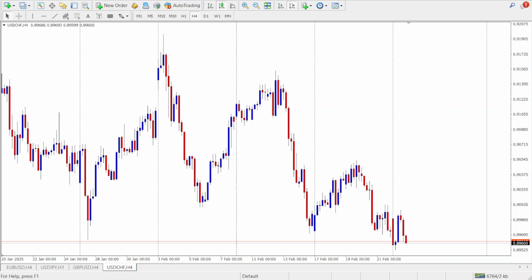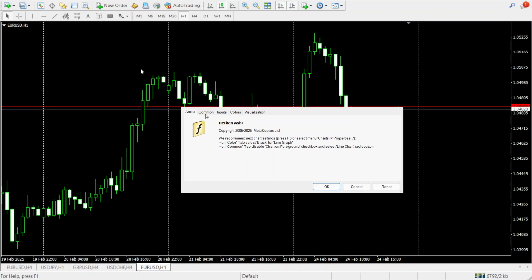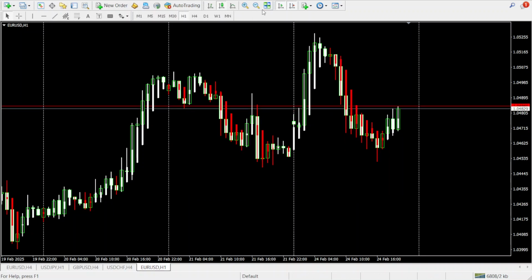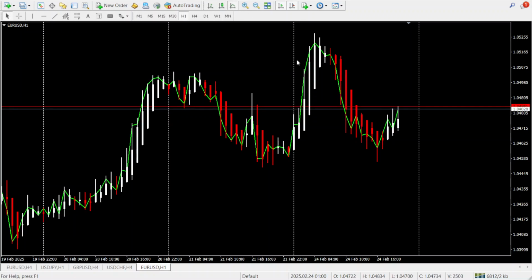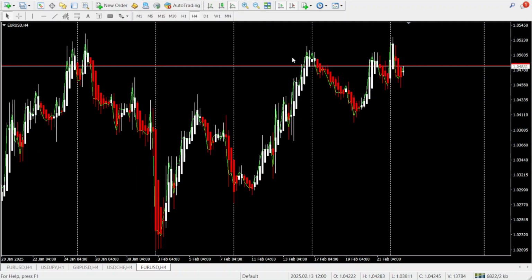Now, let us start by breaking down the first component of this strategy, which is the Heiken Ashi strategy. So I'm going to be adding the Heiken Ashi indicator to the chart. Okay, so this is how the Heiken Ashi indicator looks like.